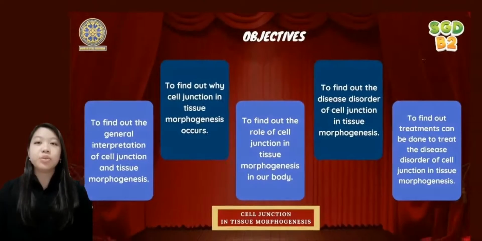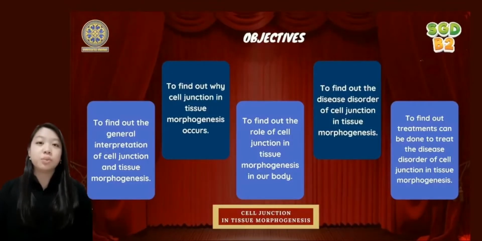Objectives. The first one is to find out the general interpretation about cell junction and tissue morphogenesis. Number 2 is to find out why cell junction in tissue morphogenesis occurs. Number 3, to find out the role of cell junction in tissue morphogenesis in our body. Number 4, to find out the disease disorder of cell junction in tissue morphogenesis. And the last one is to find out treatments that can be done to treat the disease disorder of cell junction in tissue morphogenesis.